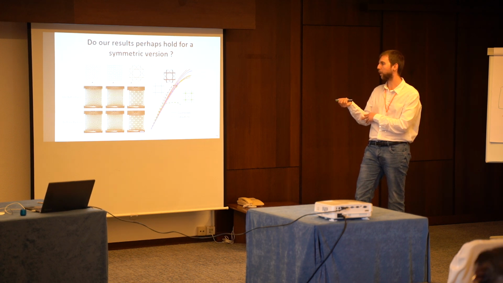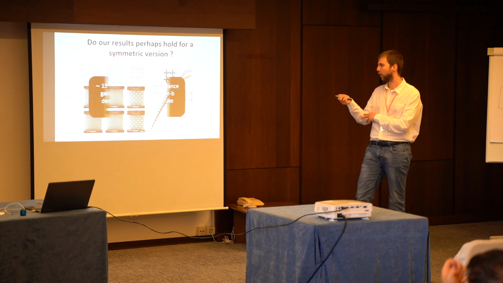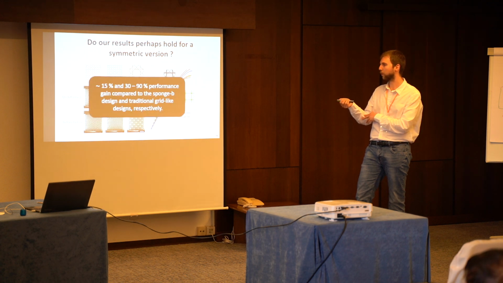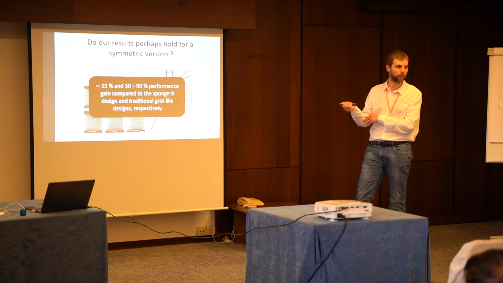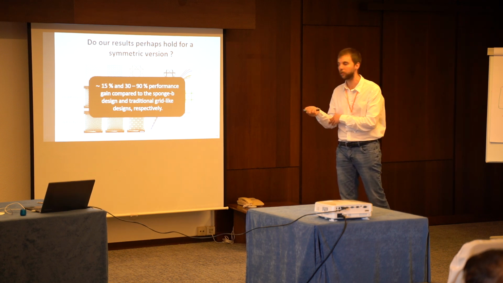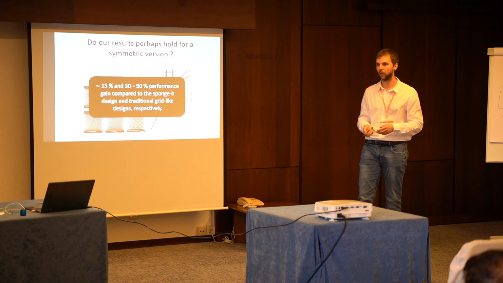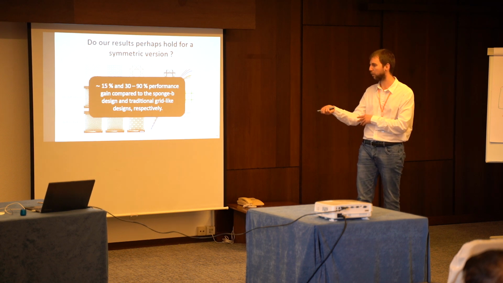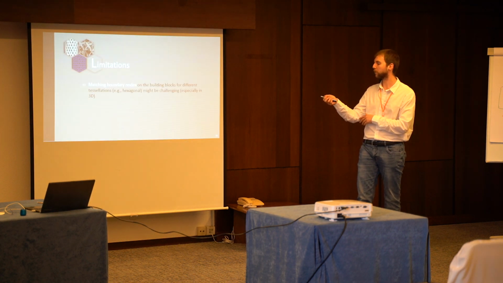And then we compare with other classical designs using simulations, and we have a gain of about 15%, and between 30 and 90% of buckling strength compared to the sponge B design and traditional grid-like designs used in infrastructures and classical applications. So of course we have some limitations.